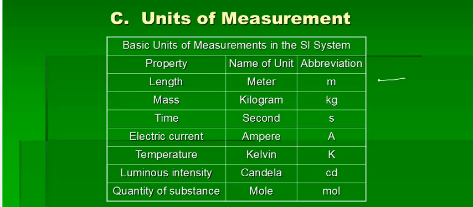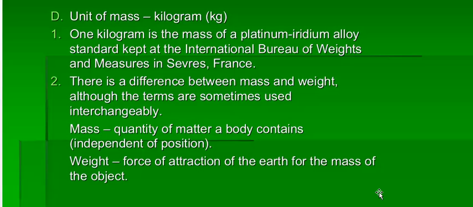Length, which is the meter, mass, which is kilogram, time, which is second, temperature, which is Kelvin, and quantity, which is mole. So those are the 5 that we're going to use quite frequently in chemistry. There's also electric current. We don't use that very much. It's the ampere, and luminous intensity, which is the candela. So let's look at some of these SI units.